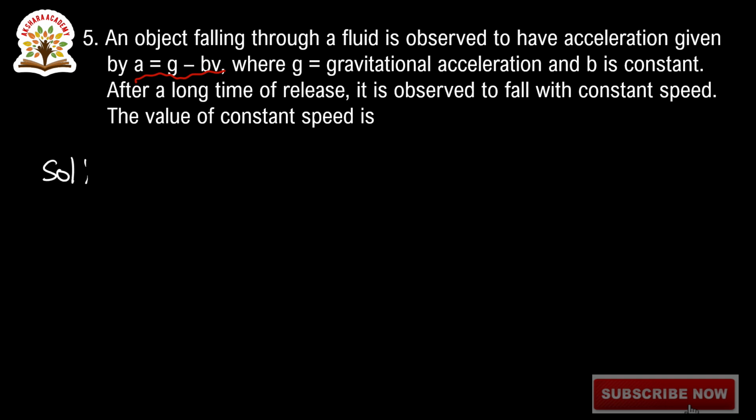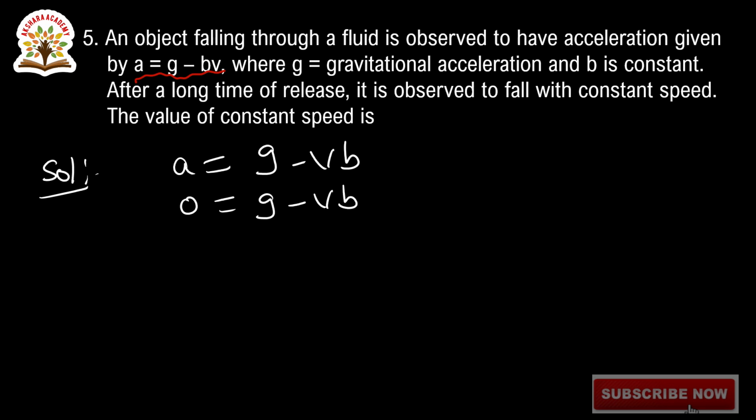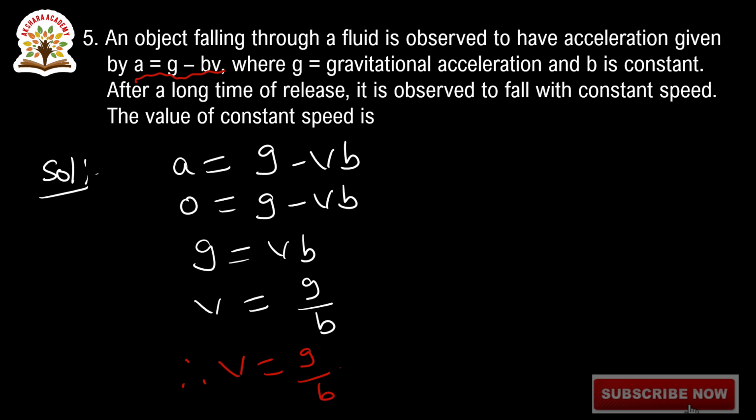Given A, the acceleration, is equal to g minus vb. Here g is the gravitational constant and b is a constant. For constant speed, A is equal to 0. So 0 is equal to g minus vb, that is g is equal to vb. So v is equal to g by b. The value of constant speed is g by b. Therefore v is equal to g by b is the final answer.